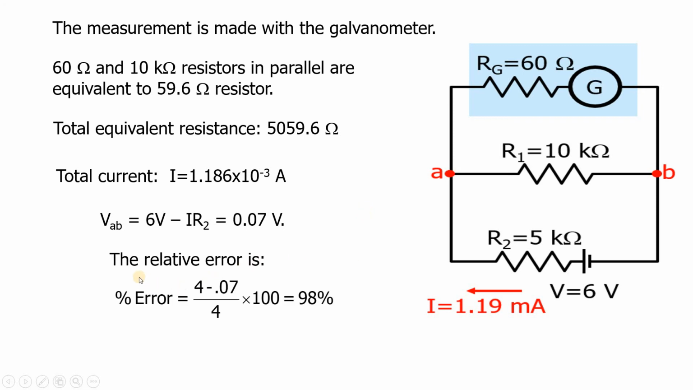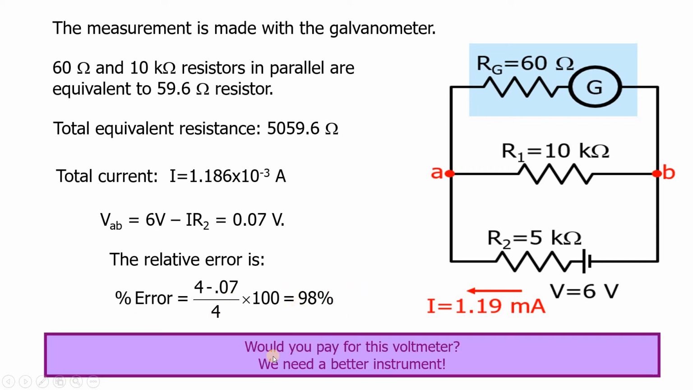The relative error: previously without the voltmeter, it was 4 volts, and with the 60 ohms internal resistance voltmeter, the voltage drop is 0.07. The percentage of error is 98%, which is very high. Will you pay for this voltmeter? We need a better instrument.